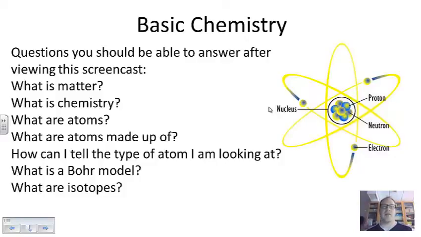Questions you should be able to answer after viewing the screencast: You should know what matter is. You should know what chemistry is, and you should know what atoms are and what atoms are made up of. You should be able to tell the type of atom you're looking at if you can see the protons and neutrons in a diagram. You should know what a Bohr model is, and you should know what isotopes are.